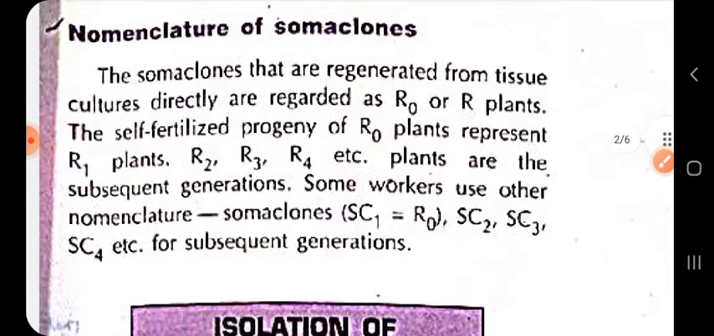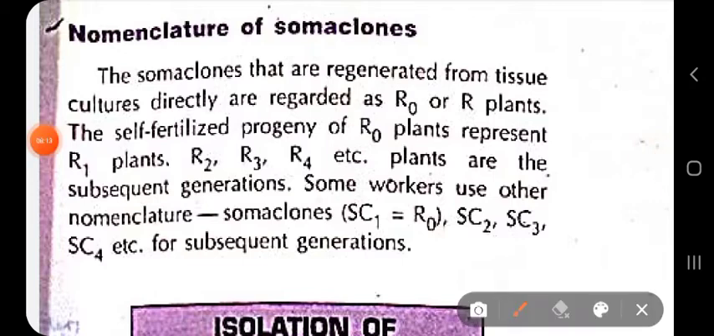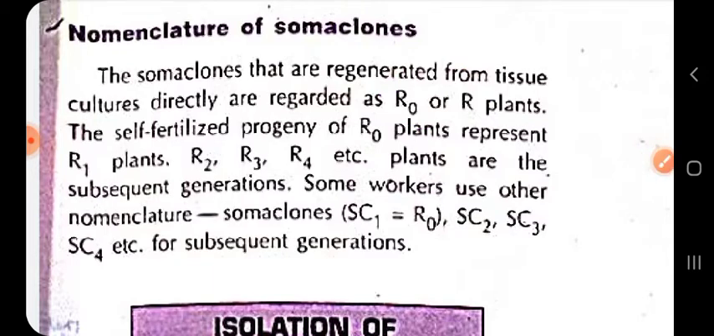Either we give R or we give SC. Just remember, the first somaclone that we have regenerated from the tissue culture will be represented as your R0 or simply R plants. And then after self fertilization of this R0 plants, we get the progeny plants, the baby plants, which will be regarded as R2. Then after the next generation, it will be regarded as R3, then R4, and so on in subsequent generations. We can also use this term SC instead of using the R.